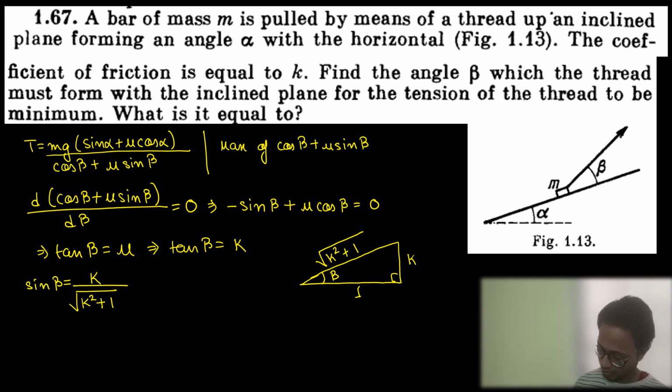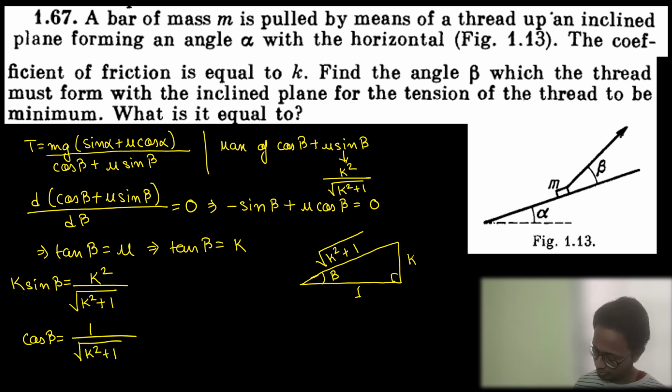What is the value of mu sine beta? Sine beta is k by under root of k square plus 1, multiplied by k. So k square by under root of k square plus 1. This is the value of mu sine beta. What is the value of cos beta from this diagram? Cos beta is nothing but base by hypotenuse, so cos beta is 1 divided by under root of k square plus 1.